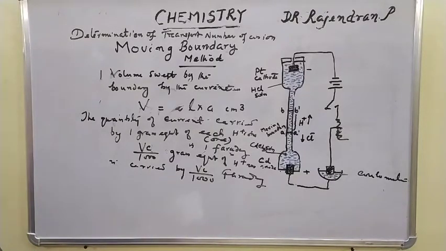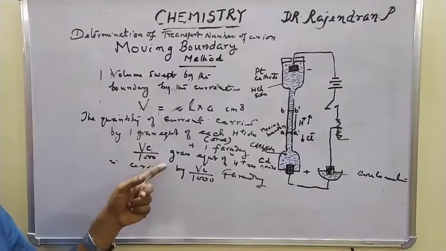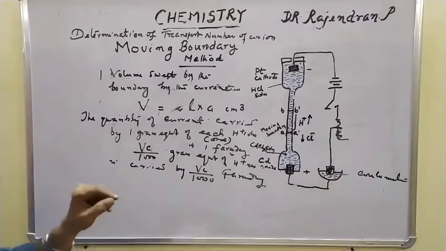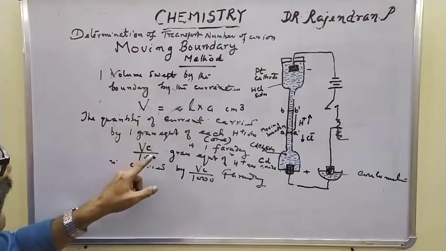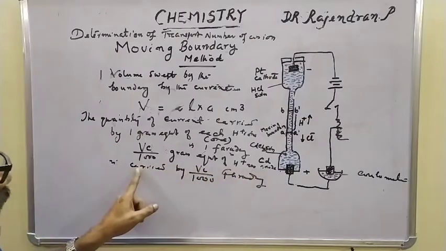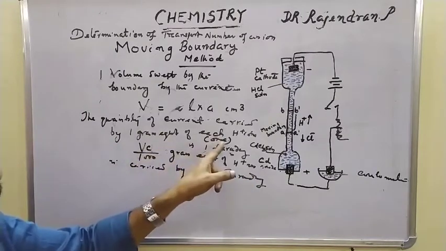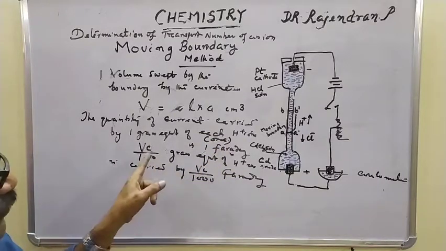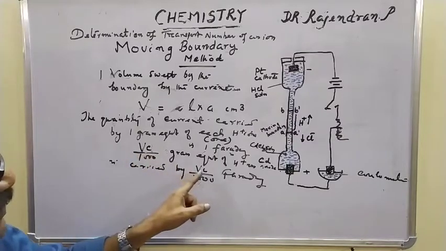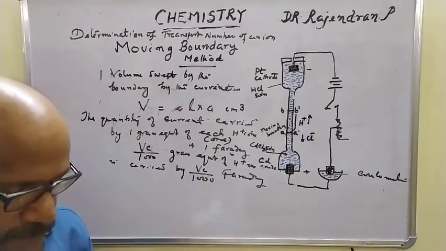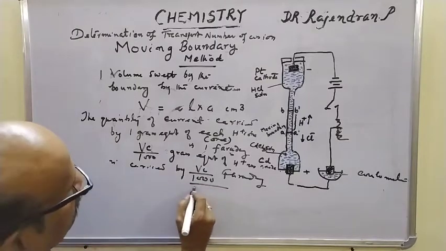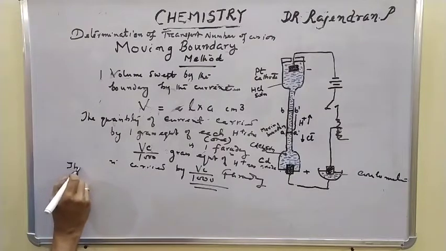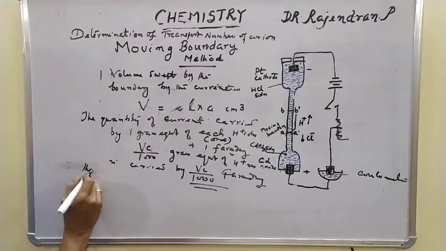Therefore, the quantity of current carried by this much gram equivalent of H plus ion is, the quantity of current carried by Vc by 1000 gram equivalent of H plus ion is that into this. 1 gram equivalent of hydrogen is carried by 1 Faraday. Therefore, this much gram equivalent of hydrogen is carried by Vc by 1000 Faraday. This is the quantity of current.